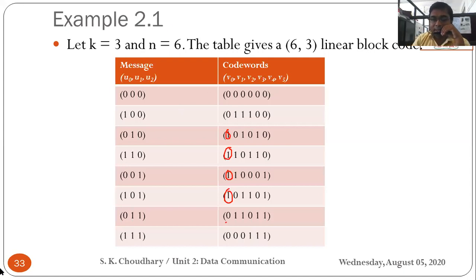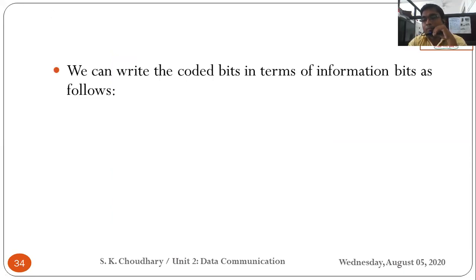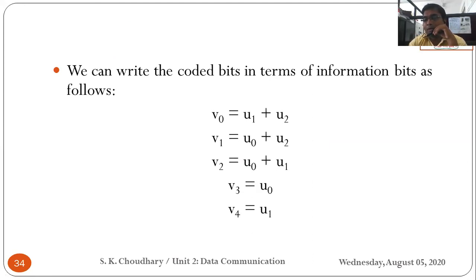For this, you need to take a screenshot of this table and correlate it with the equations I have written. The first three, V0, V1 and V2, are combinations of two message bits. But the last three, V3, V4 and V5, are replicas of message bits. For example, V3 is equivalent to U0. How can we relate this? See here.